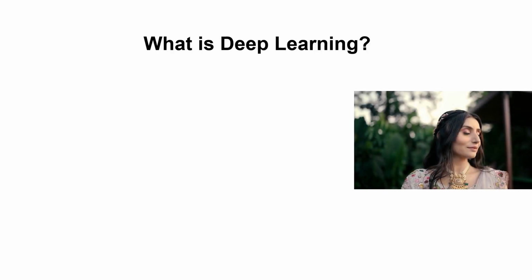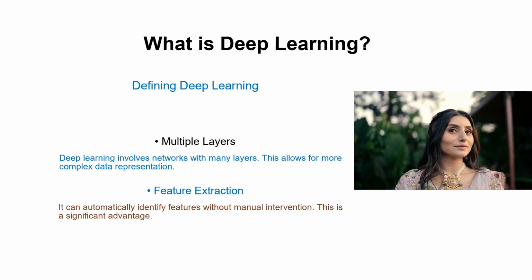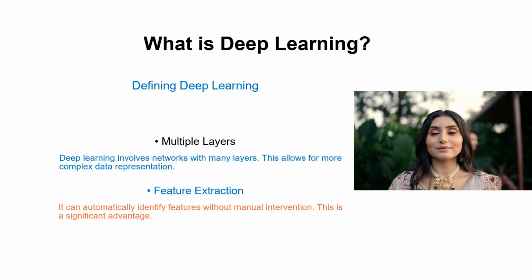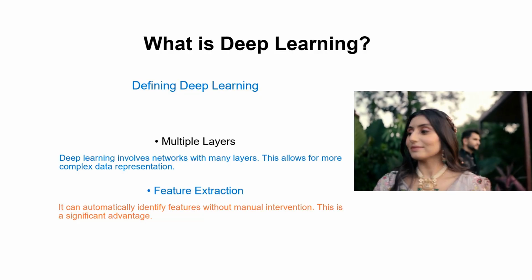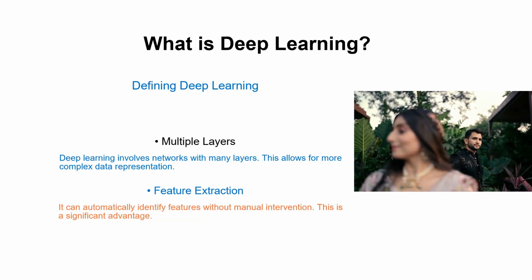Now that we understand neural networks, let's delve into deep learning. This advanced approach utilizes multiple layers to enhance learning capabilities. Deep learning is a subset of machine learning that uses multiple layers in neural networks. This allows for complex data representation and automatic feature extraction.